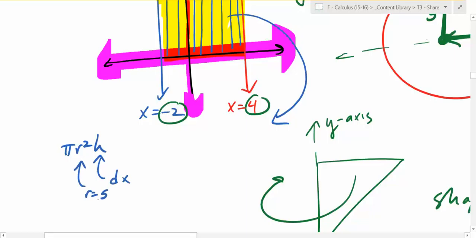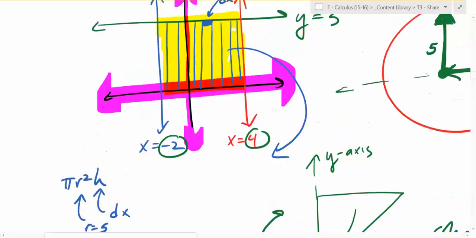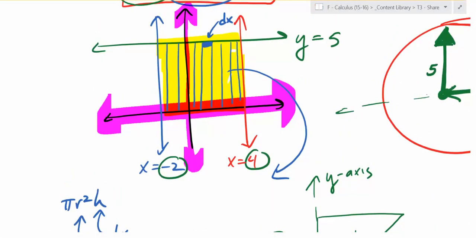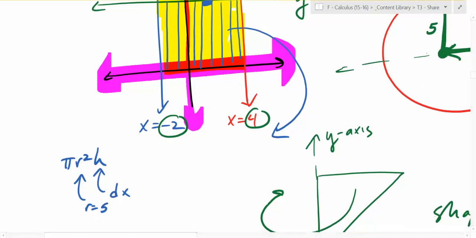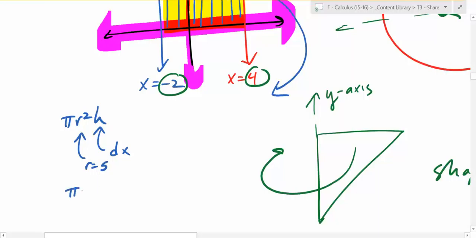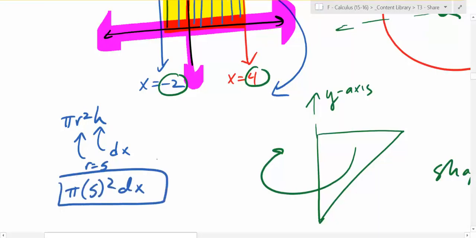5. Yes. Are you with me so far? I don't really understand why the radius of each little cylinder is 5. Because every single one of them has a radius of 5. This doesn't change because I'm telling you it's 5. In this picture, r stays the same the entire time. The radius stays at 5 the entire time. So for each little tiny one, you have pi times 5 squared dx. This represents the volume of one slice.